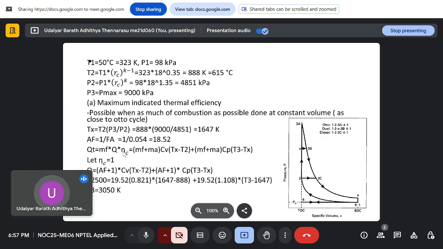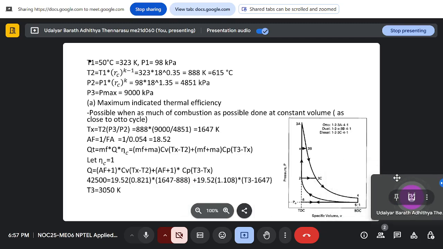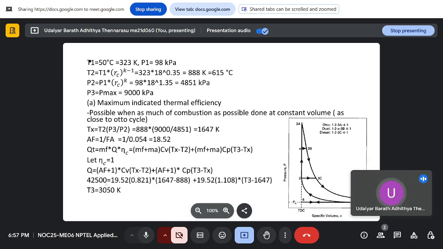So assuming combustion efficiency is 1 and dividing by mass of fuel, my heat addition calorific value is 42500, and substituting the rest of the values, I get T3. So T3 comes out to be 3050 Kelvin. So this shows that the heat addition is more and follows a dual cycle.